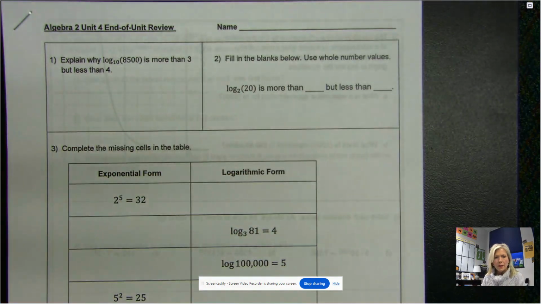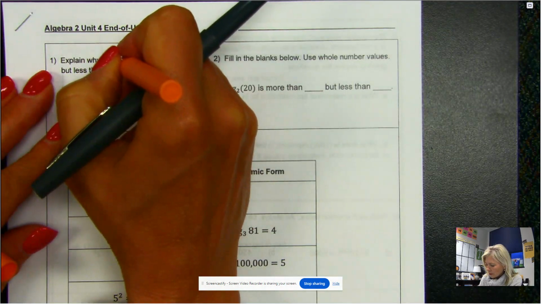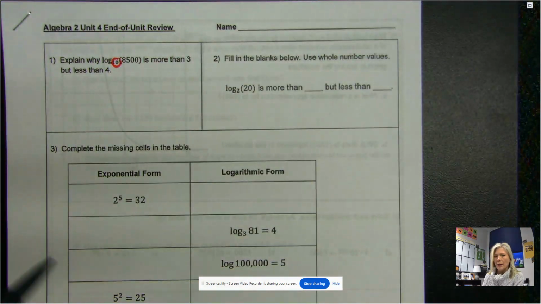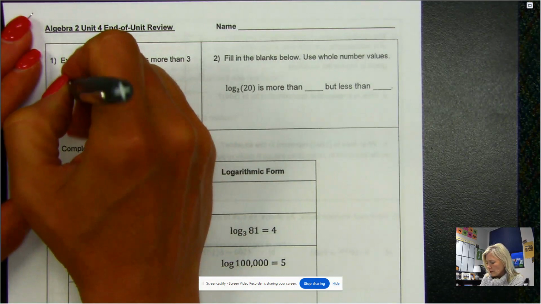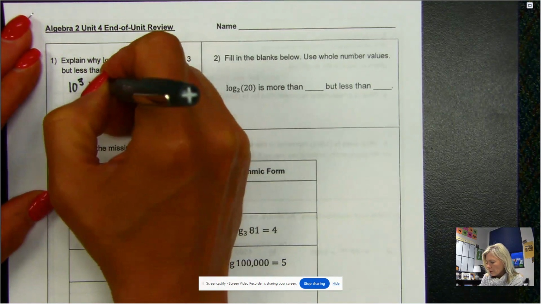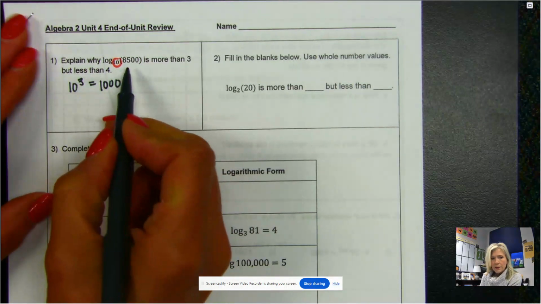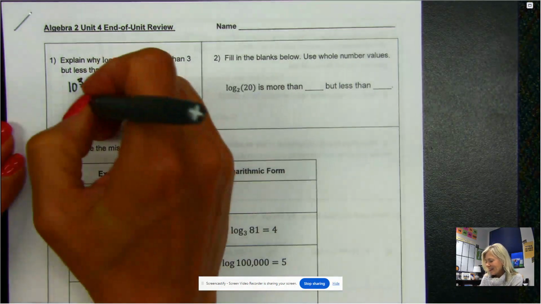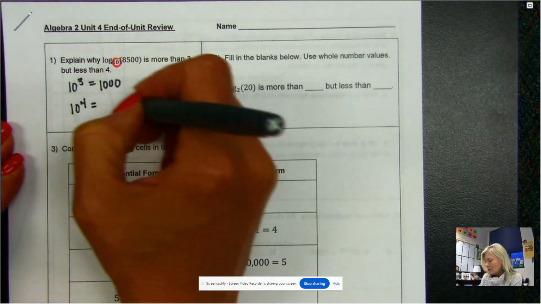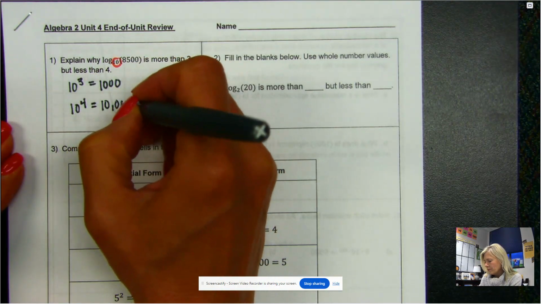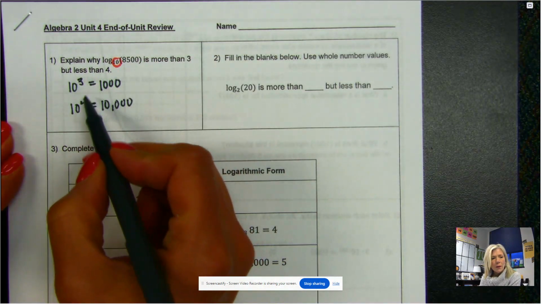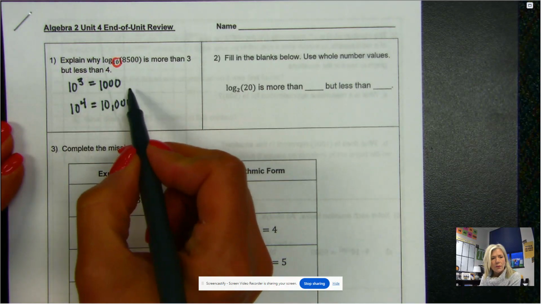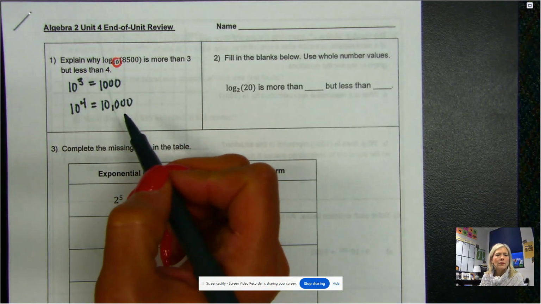So our base here is 10. When you look at the log base 10 of 8,500, it means 10 to what power is equal to 8,500. So I know 10 to the third is equal to 1,000, which is less than 8,500, and 10 to the fourth is equal to 10,000, which is more than 8,500. So it must be a number between 3 and 4, since 8,500 is between 1,000 and 10,000.